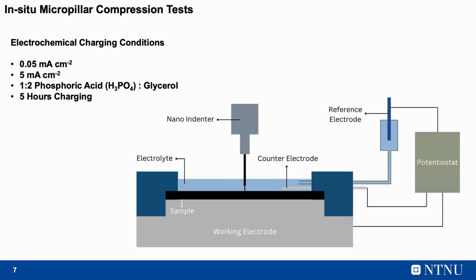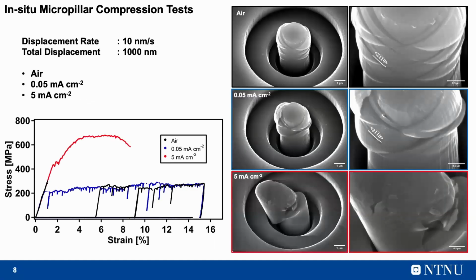So let me continue with the results we got from this micropillar compression test. For all of the conditions, we applied a 10 nanometer per second displacement rate, and also for all the conditions, we applied 1000 nanometers total displacement. And here you can see the stress-strain response of these two different tests.